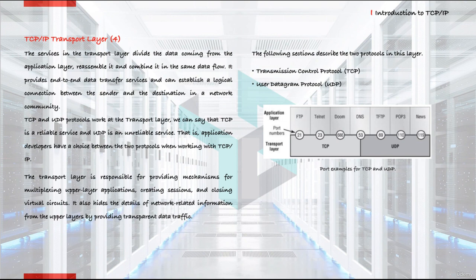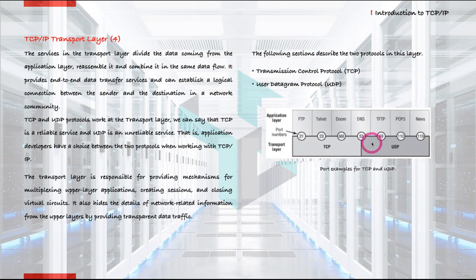they will use UDP. The transport layer is responsible for providing mechanisms for multiplexing upper-layer applications, creating sessions, and shutting down virtual circuits. It also provides transparent data transfer and hides the details of the network information from the upper layers. You can see examples of TCP and UDP ports in the figure here.